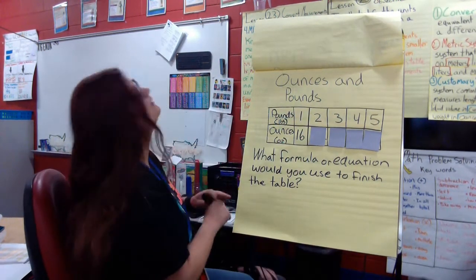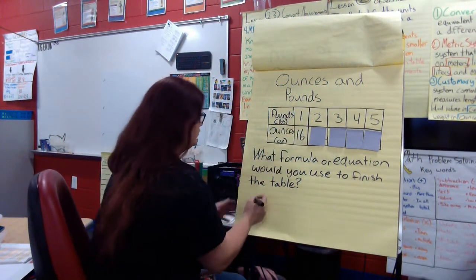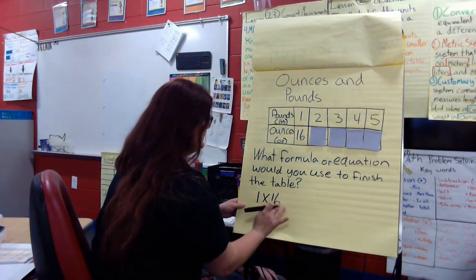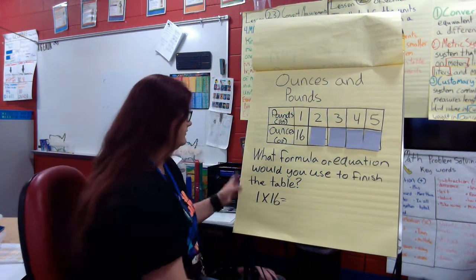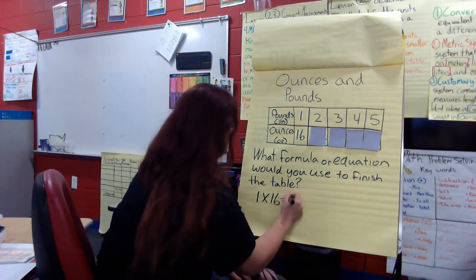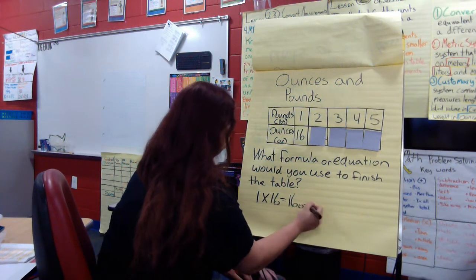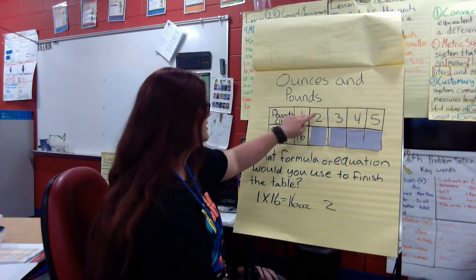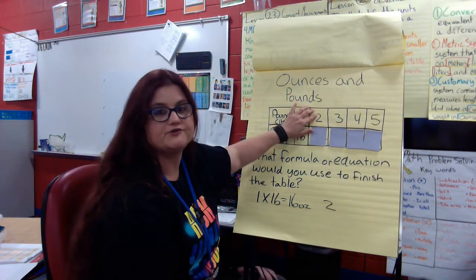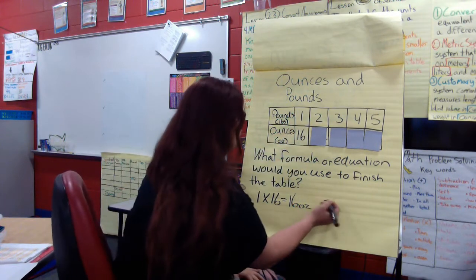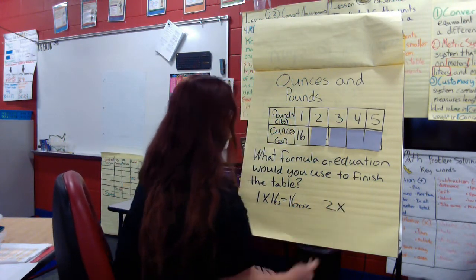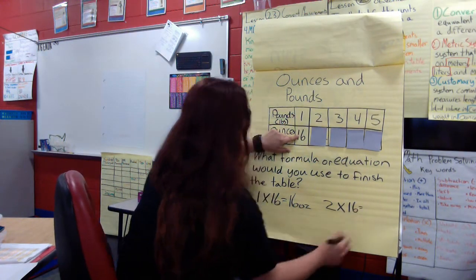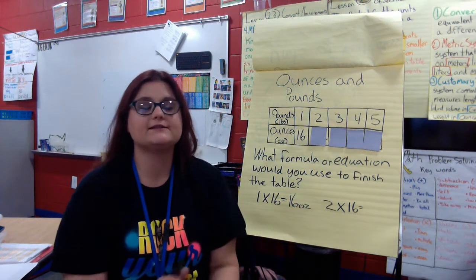Let's look at that. So if we were to do this, 1 pound times 16, because that's how many ounces are in a pound, equals what? 16 ounces. So 2 pounds, and we're going to multiply because we're going from a big unit of measurement to a smaller unit of measurement. We're going to do 2 times 16 because 16 is how many ounces are in a pound, excuse me.